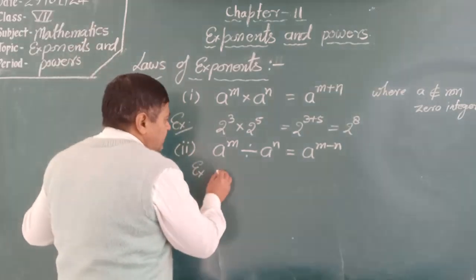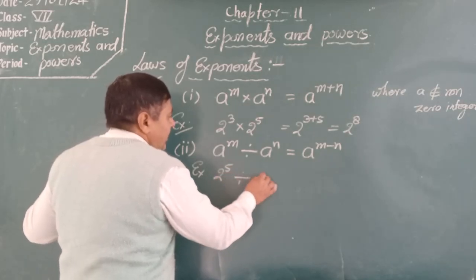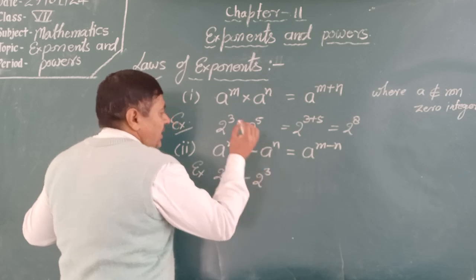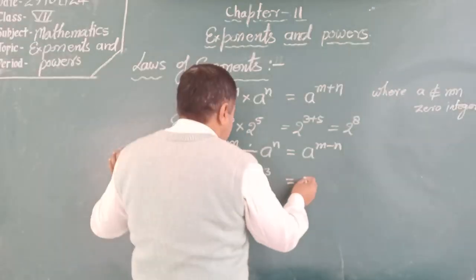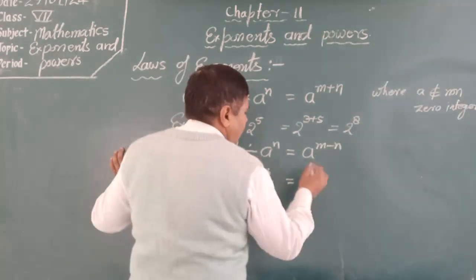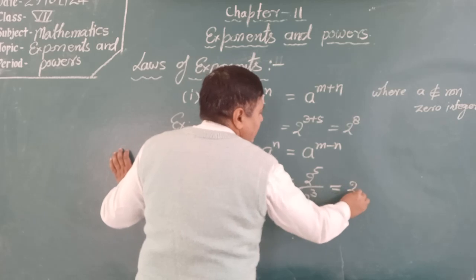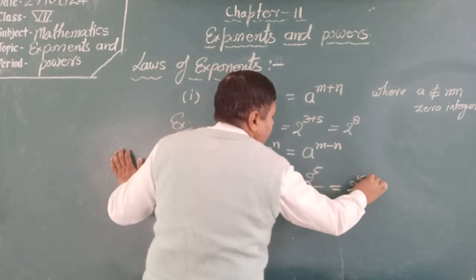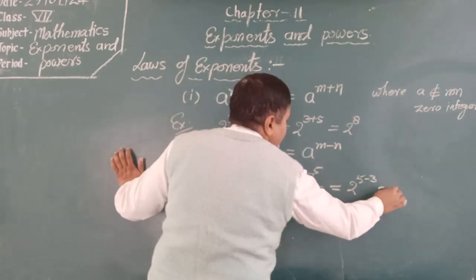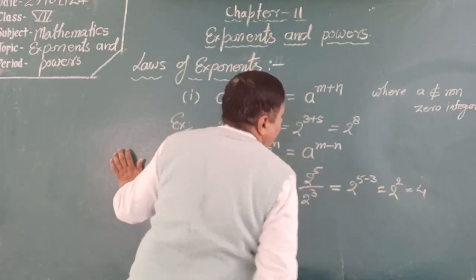Now here the exponent 2 to the power 5 divided by 2 to the power 3, that means you can write 2 to the power 5 upon 2 to the power 3, that means the exponents are subtracted, so 5 minus 3, then it becomes 2 to the power 2, and this will be 4.